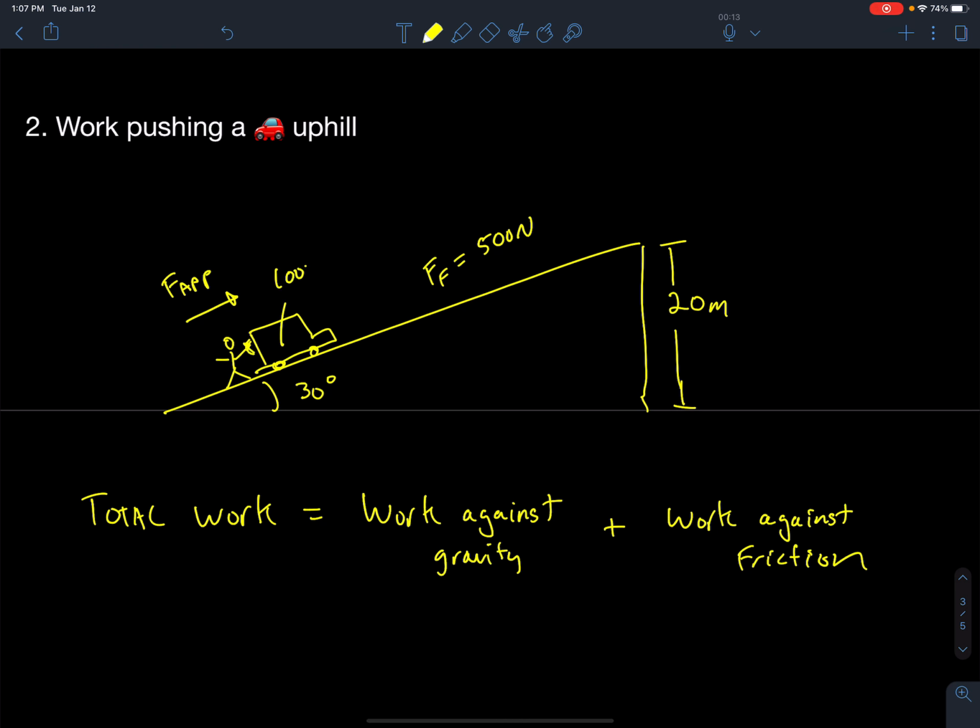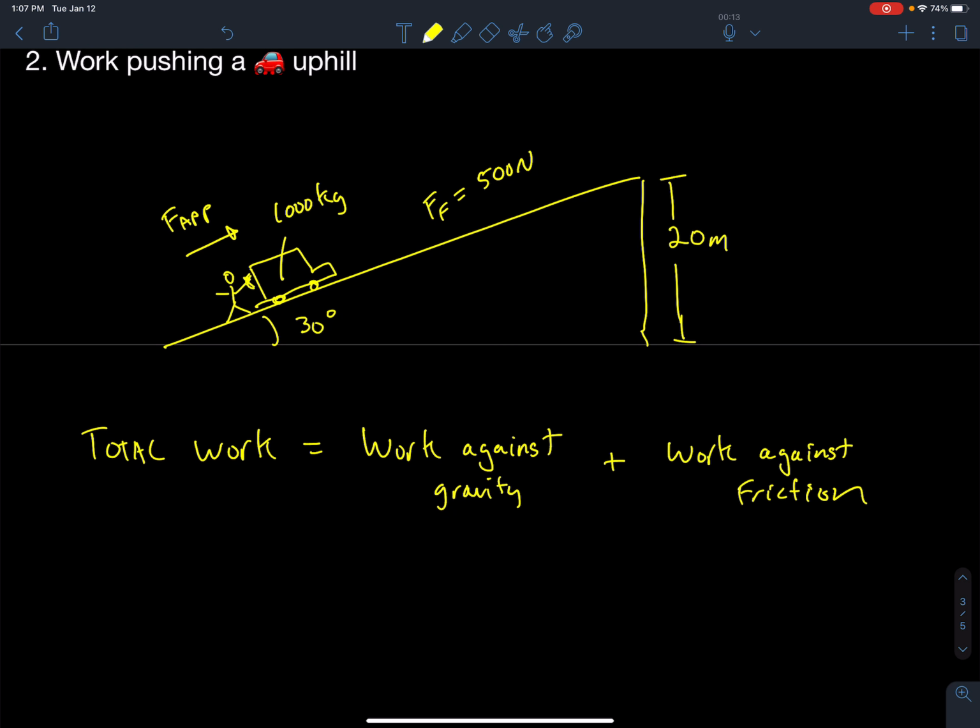Let's say that this car is 1,000 kilograms. So the work against gravity is going to be the force of gravity times the distance. Let's imagine this person's pushing that at a constant velocity, so the net force is 0. So the force that he's applying to lift it at a constant velocity is going to be the force of gravity times the distance, that vertical height. Another way of writing this would be mgh, the vertical height. G is the acceleration of gravity, and m is the mass of that car.